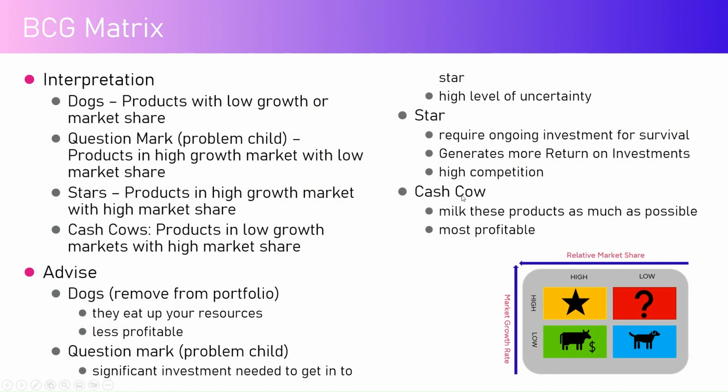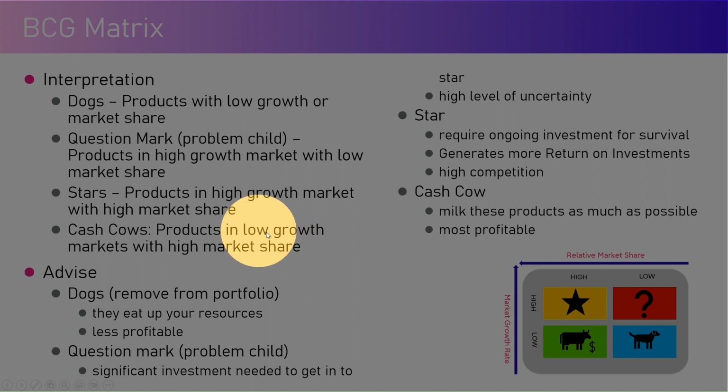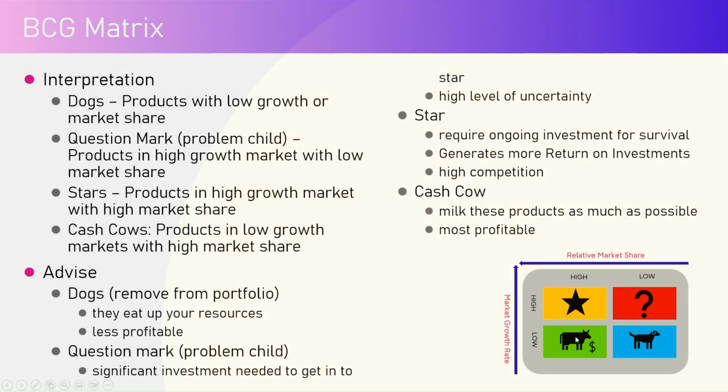Okay, cash cow. Cash cows are the products in a low growth market with high market share. So they have a high market share, but a low growth rate. What you can do with this is, till the time this particular cow survives, milk these products as much as possible. This is the most profitable one. And eventually this may die out. So the mantra is to utilize this product as much as possible till the time it wears out.